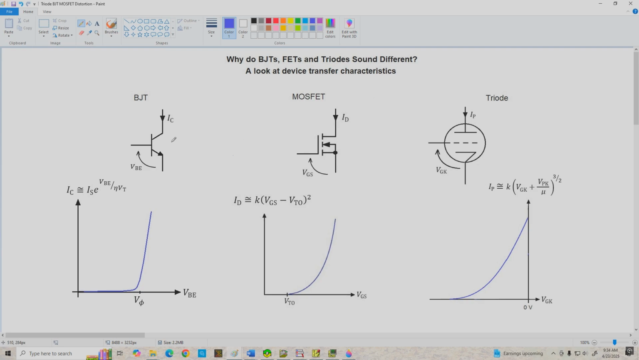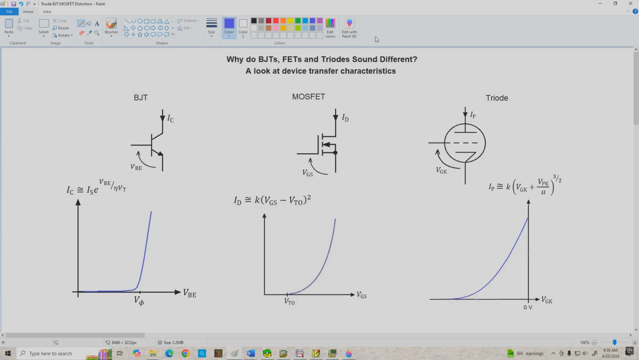Now, something we need to keep in mind is that we're looking at these things from the perspective of guitar amplifier design, not hi-fi. And in guitar amp designs, most of the time we're going to be using little or no negative feedback. And this means that the device nonlinearities are going to be very pronounced.